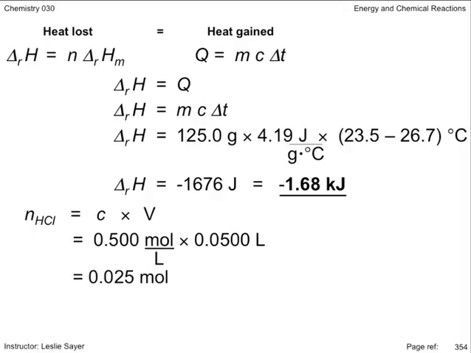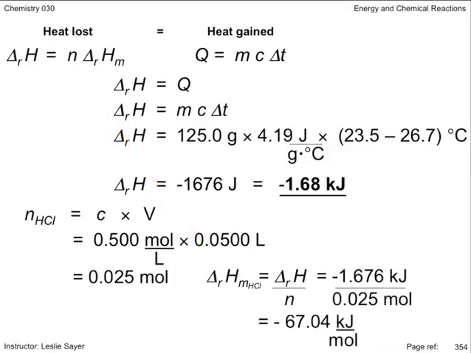So if 0.025 moles of acid produces 1.68 kilojoules of energy, how much energy is produced by the reaction of 1 mole of acid? We determine this by rejigging our enthalpy equation so that it's in terms of molar enthalpy. So 1 mole of acid produces 67.04 kilojoules of energy.